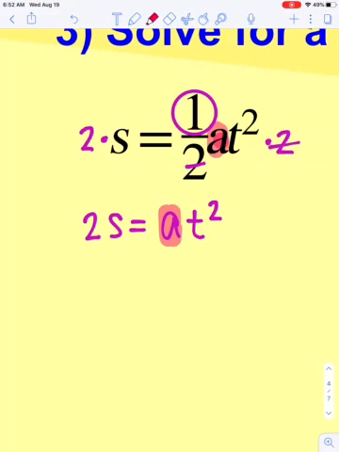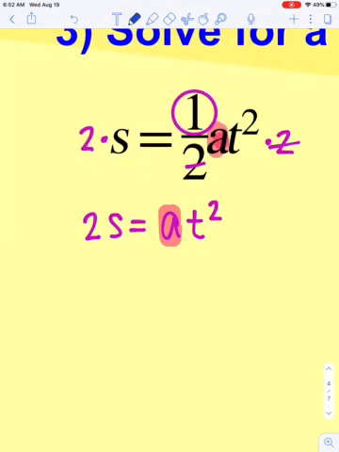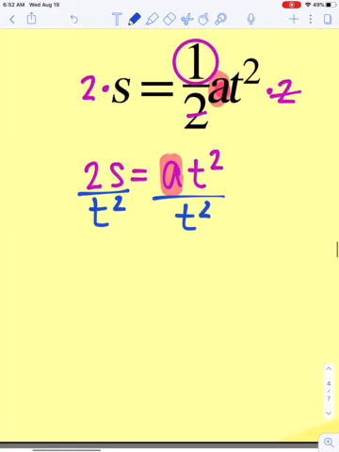I'm still trying to solve for a. So a is currently being multiplied by t squared. The opposite of multiplying by t squared is dividing by t squared, just the whole thing. So I just divide it all, everything, by t squared.